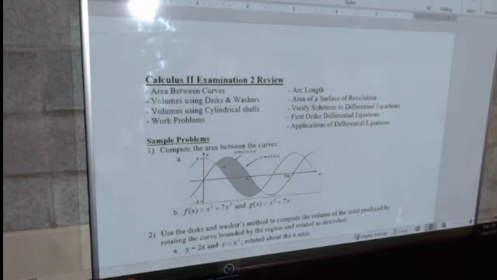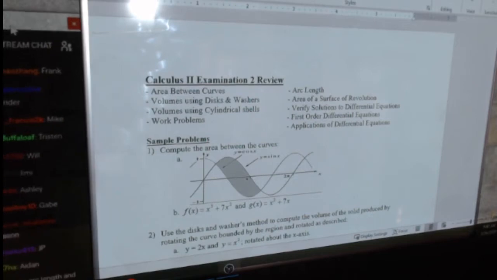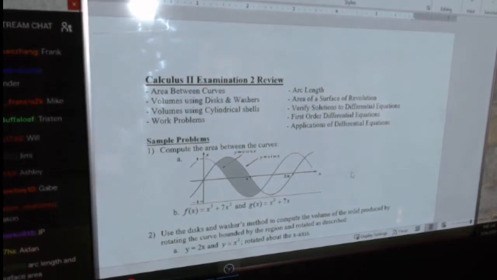Arc length and surface area. Sure, we can do one of those to start. Are you okay with me just doing the one that's on the review?